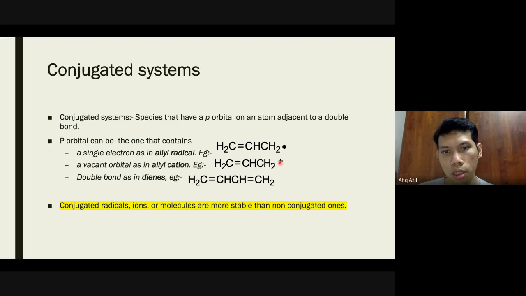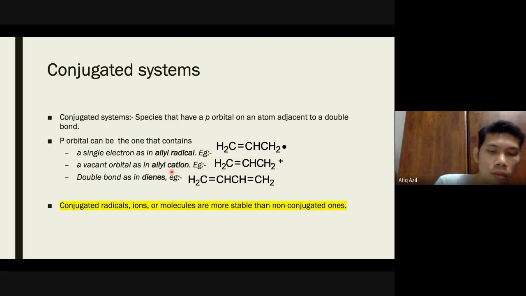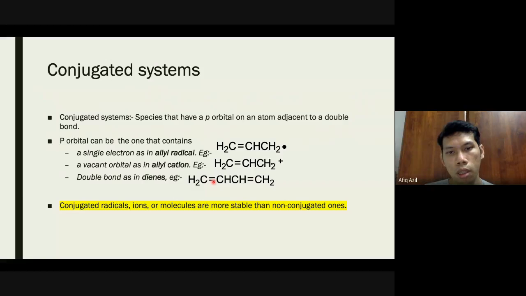In the cation, this carbon is positively charged. In the radical, this carbon contains 1 unpaired electron. So this is a radical, and this is a positively charged carbon. So allyl radical, allyl cation, and this is a diene. And in fact, this is a conjugated diene. So you have C=CH, CH, then double bond CH2.